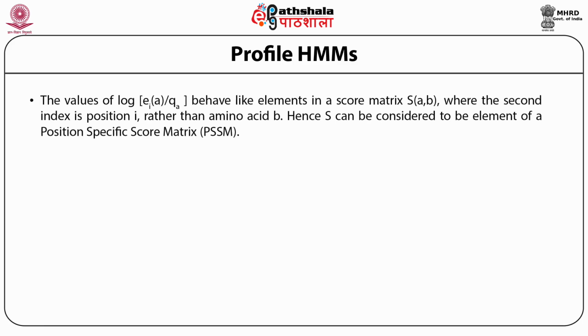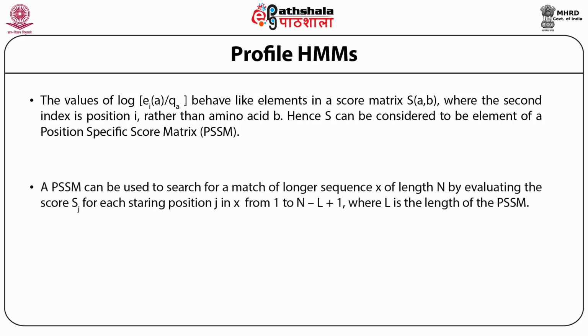Now these values, the log of e_i(a) over q_a, are nothing but the PSWM, right? So I can call it nothing but a score matrix S(a, i), where the second index is the position rather than the amino acid. So these things we'll call the position specific scoring matrix. Now a PSSM can be used to search for a longer sequence x in a database. Again, the function of this is exactly as weight matrices operate. Everything is there, but it is still not handling gaps.